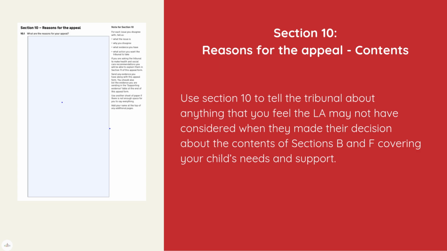Section 10, Reason for the appeal, Contents. Use Section 10 to tell the Tribunal about anything that you feel the local authority may not have considered when they made their decision about the contents of Section B and F covering your child's needs and support.